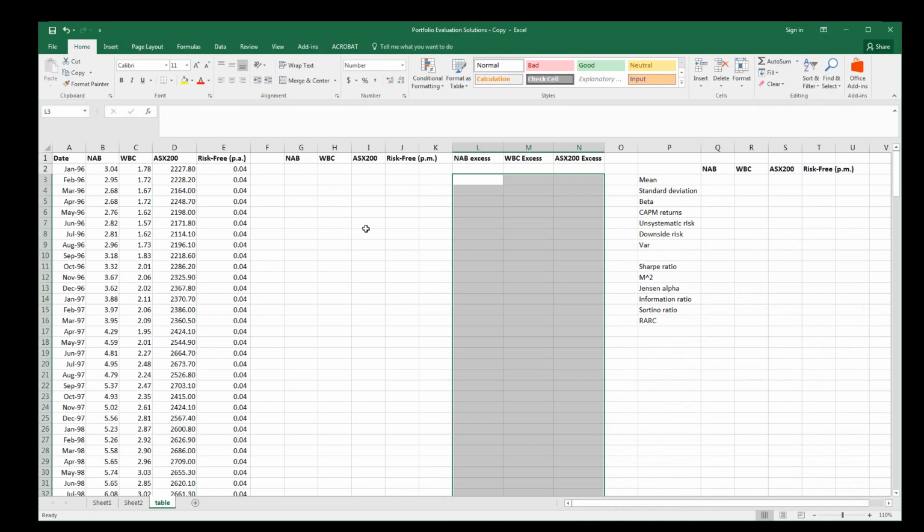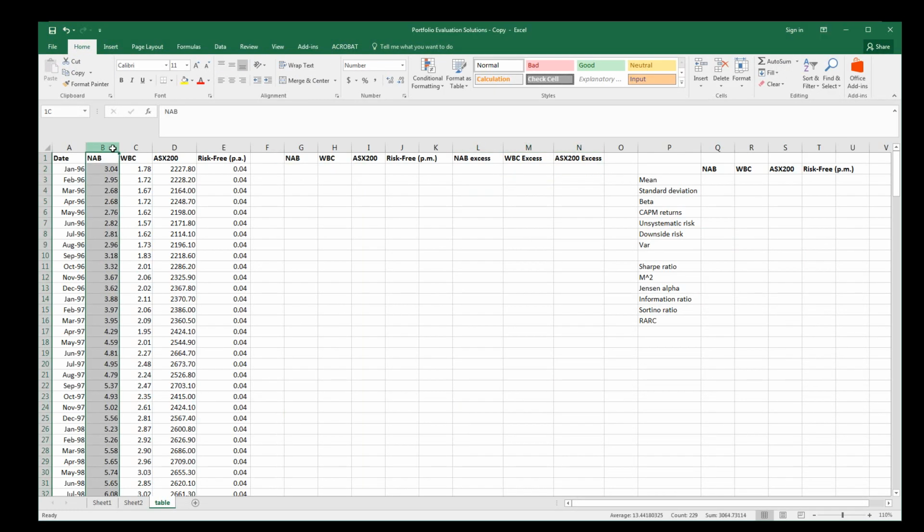Now we will use Excel. This is the information we are given: prices of National Australia Bank, Westpac Bank, and a market index, and also the risk-free rate. First of all, we will calculate return, that is the price at time t1 minus price at time t0 divided by price at time t0. So equal price at time t1 minus t0 divided by t0.